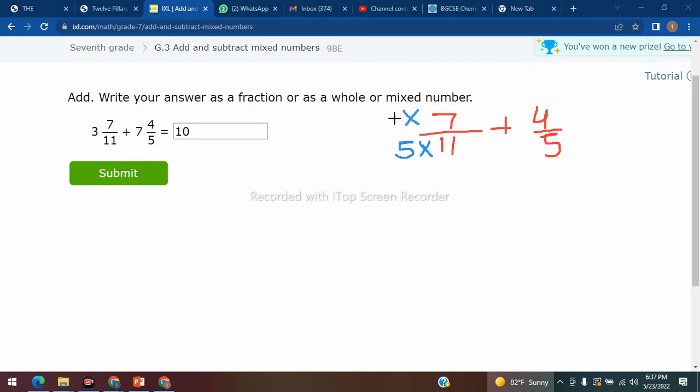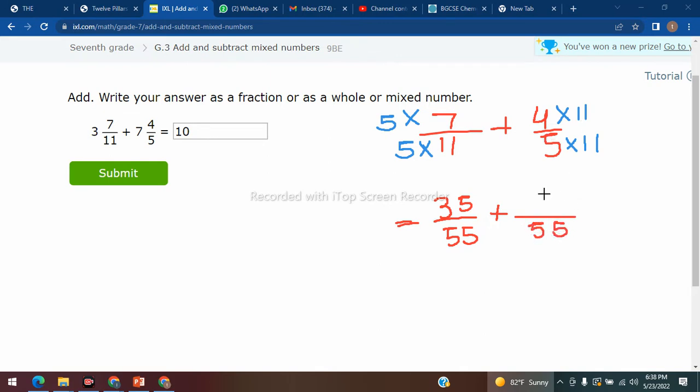Whatever we do to the bottom, we must do to the top. And 5 times what number is 11? 11. That's the answer, right? And then 7 times 5 is 35, plus 4 times 11 over the still 55.